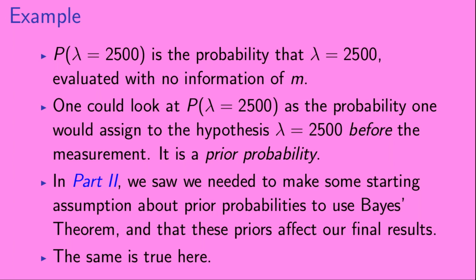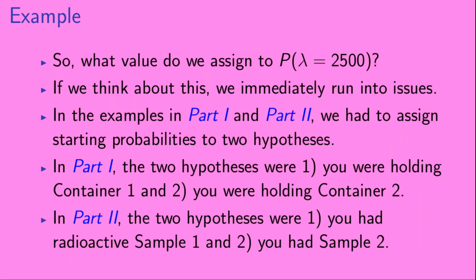In part 2, we saw we needed to make some starting assumption about prior probabilities to use Bayes' theorem, and that these priors affect our final results. The same is true here. So, what value do we assign to the probability that lambda equals 2500? If we think about this, we immediately run into issues. In the examples in part 1 and part 2, we had to assign starting probabilities to two hypotheses. In part 1, the two hypotheses were 1, you were holding container 1, and 2, you were holding container 2. In part 2, the two hypotheses were 1, you had radioactive sample 1, and 2, you had radioactive sample 2.